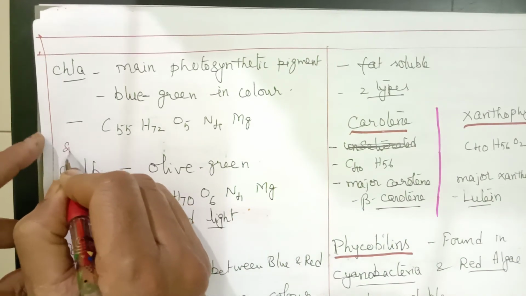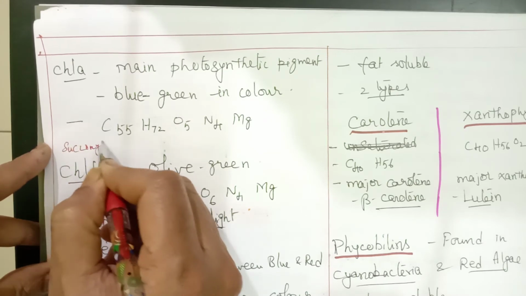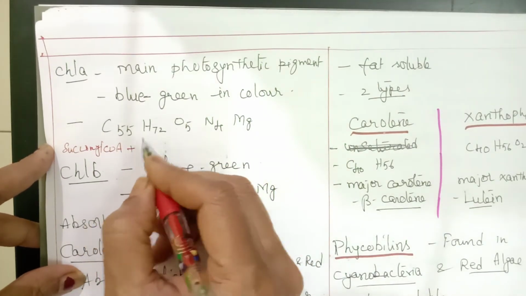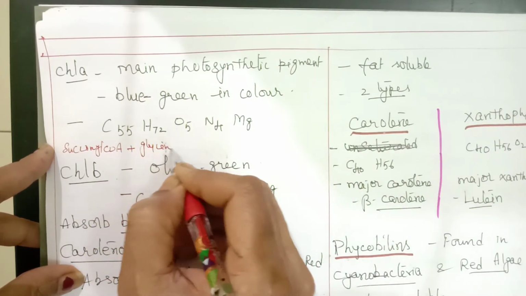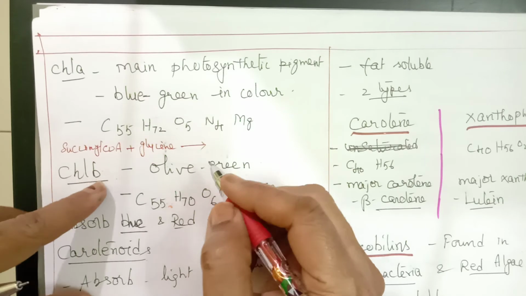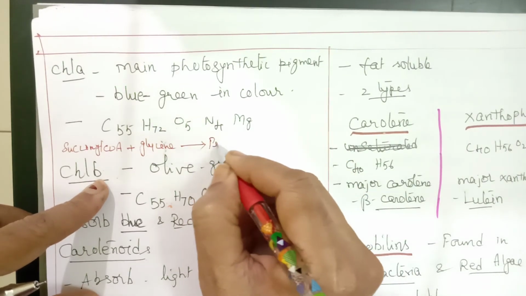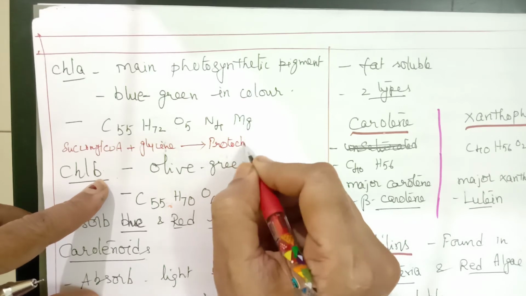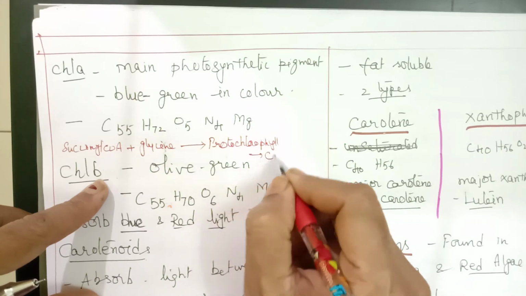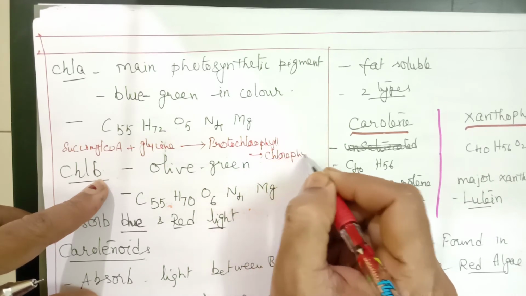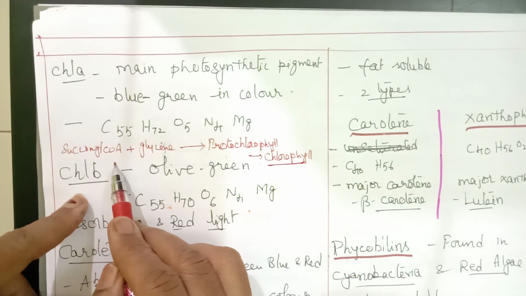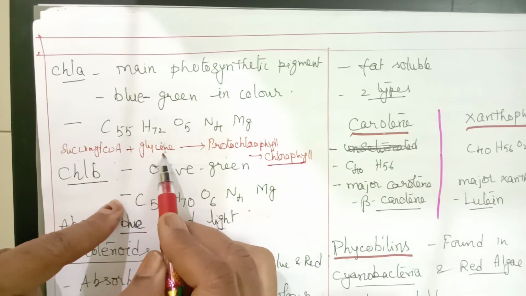It is synthesized from succinyl coenzyme A. Succinyl coenzyme A, when it combines with glycine, glycine is an amino acid. So succinyl coenzyme A, when it combines with glycine, it first forms protochlorophyll, which is later converted into chlorophyll. That means for synthesis of the chlorophyll molecule, succinyl coenzyme A is required and also glycine is required.